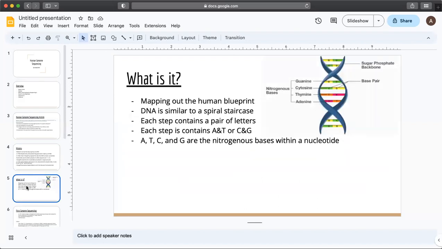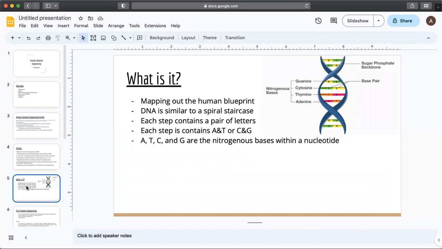So what is human genome sequencing? It's basically mapping out the human blueprint. It's how we are. So DNA is similar to a spiral staircase. You can see to the right there how it's the double helix. And then you see the pink, orange, yellow, and green. So pink is the A's, orange is T's, green is C, and the yellows are G's. And A's and T's will always pair together, C's and G's will always pair together.